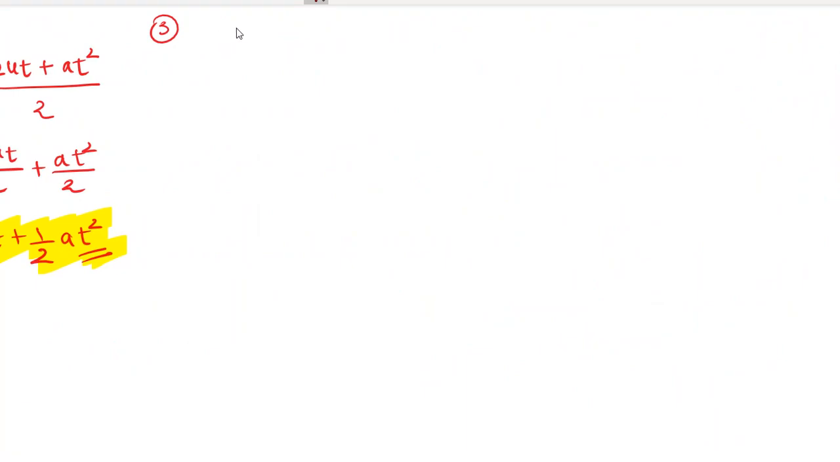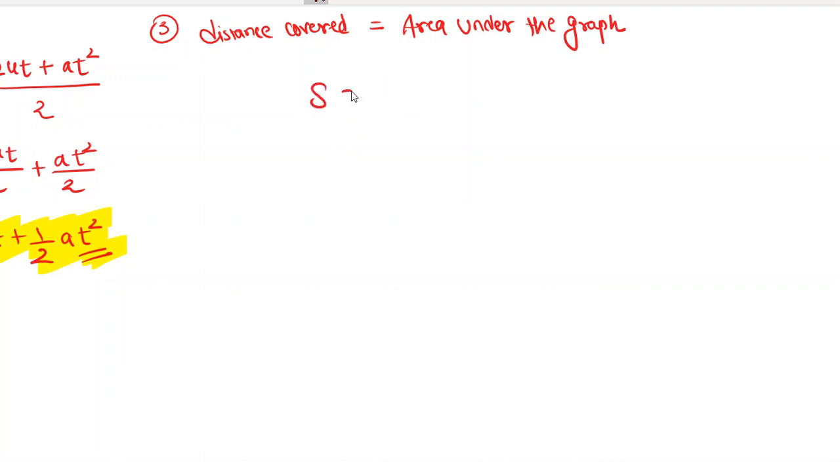So let us again write the same thing as we did in the second equation of motion. Distance covered is equal to area under the graph, right? So distance covered is S, and the area under the graph is the area of the trapezium. You have your figure in front of you, right? Area of trapezium OABP. Nothing new, the same thing which I did in the last part.